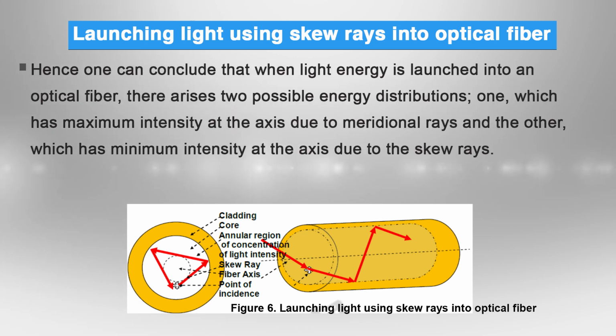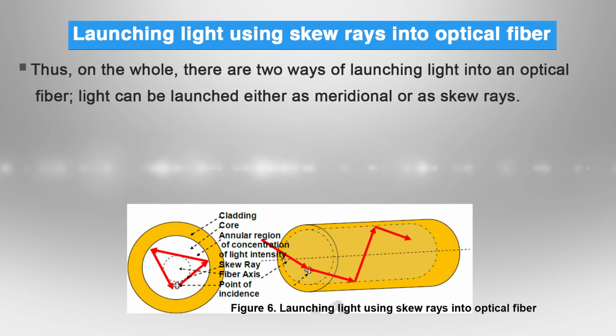Hence, one can conclude that when light energy is launched into an optical fiber, there arise two possible energy distributions. One has maximum intensity at the axis due to meridional rays, and the other has minimum intensity at the axis due to skew rays. Thus, on the whole, there are two ways of launching light into an optical fiber. Light can be launched either as a ray or as skew rays.